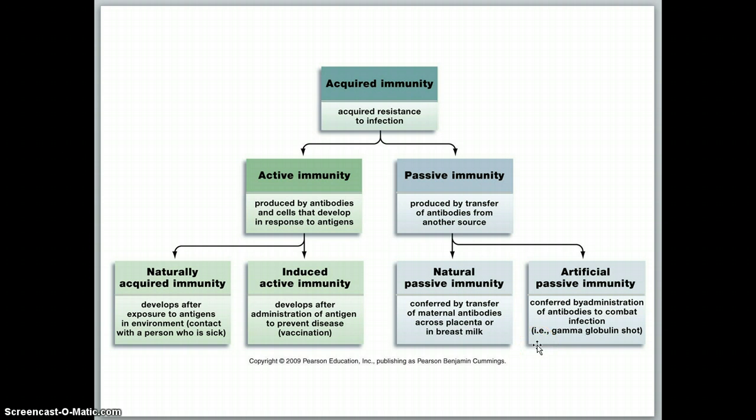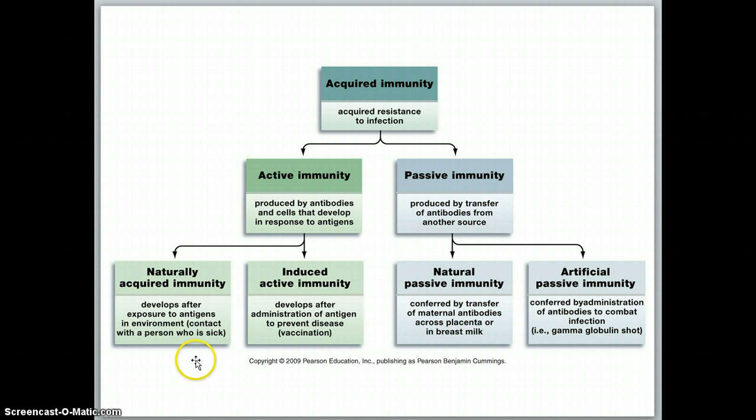You have that, or you would have gotten that from your mother. This usually only occurs in the first maybe year of a baby's life if the mother's breastfeeding. Artificial passive immunity is when you're actually given injections of antibodies to combat an infection. With active immunity, this means that your own immune system is actually producing those antibodies in response to that antigen.